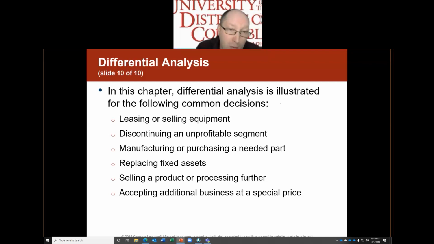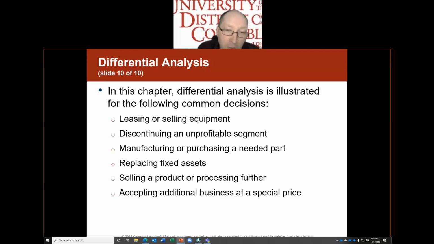So, a couple of common things that we use differential analysis for. The good old lease or sell equipment. If I lease equipment, I can make money off of the lease. If I sell it, I can make money off of the sale of the equipment. That's a differential analysis.